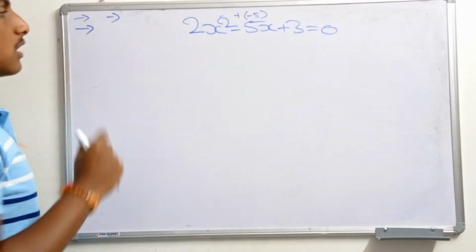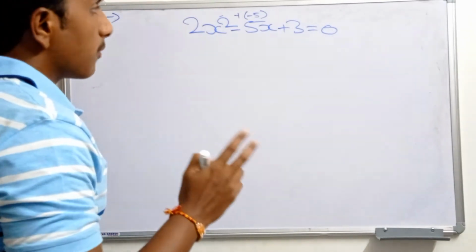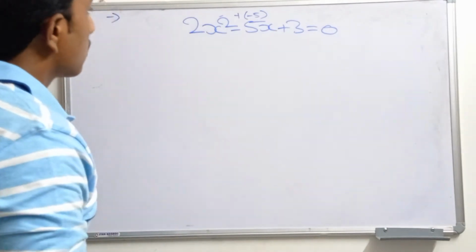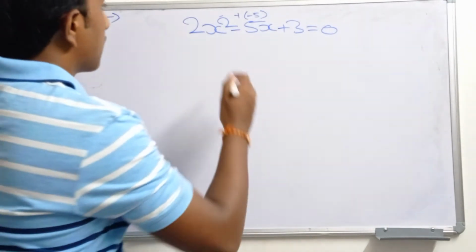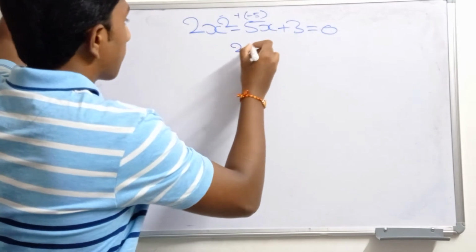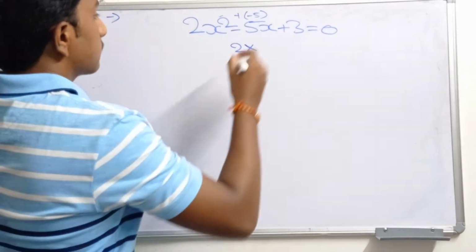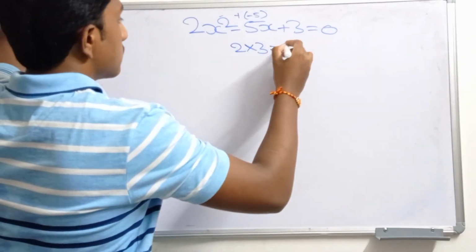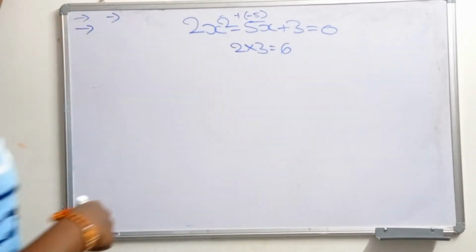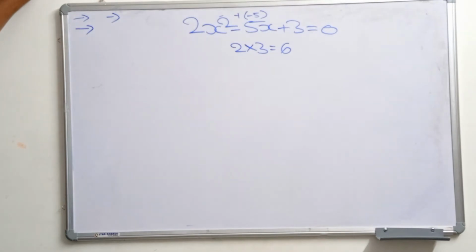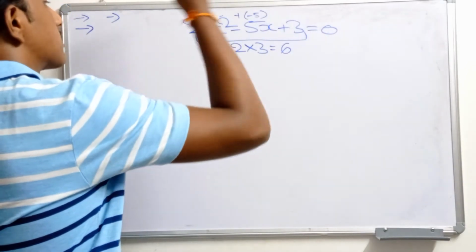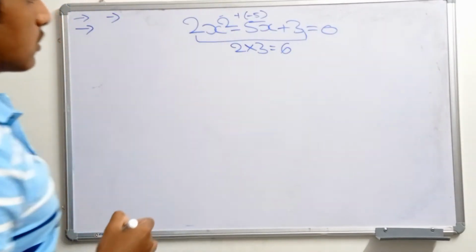While going to the third rule, we have to multiply the constant term and the coefficient of x square, that means 2 into 3. 2 into 3 is equal to 6. Guys, is it clear? We have to get the product of the constant term and the coefficient of x square. 2 into 3 is equal to 6.